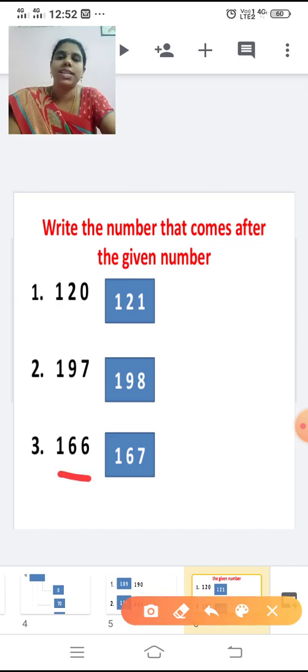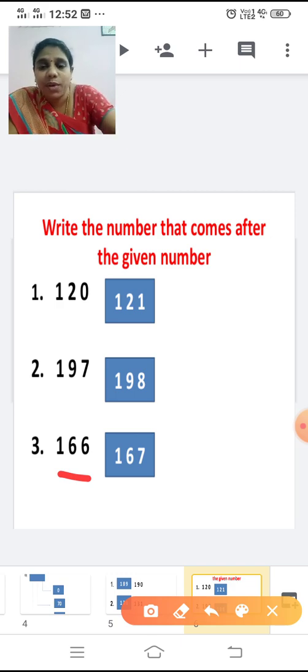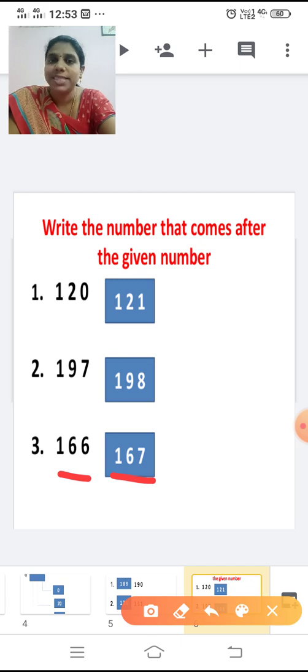Third one. 166. Now tell me, children, what number will come after 166? Think and tell me the answer. After 6, 7, right? In the ones place, you have to just add 1. So 167. After 166, what number will come? 167. So write it inside the box.